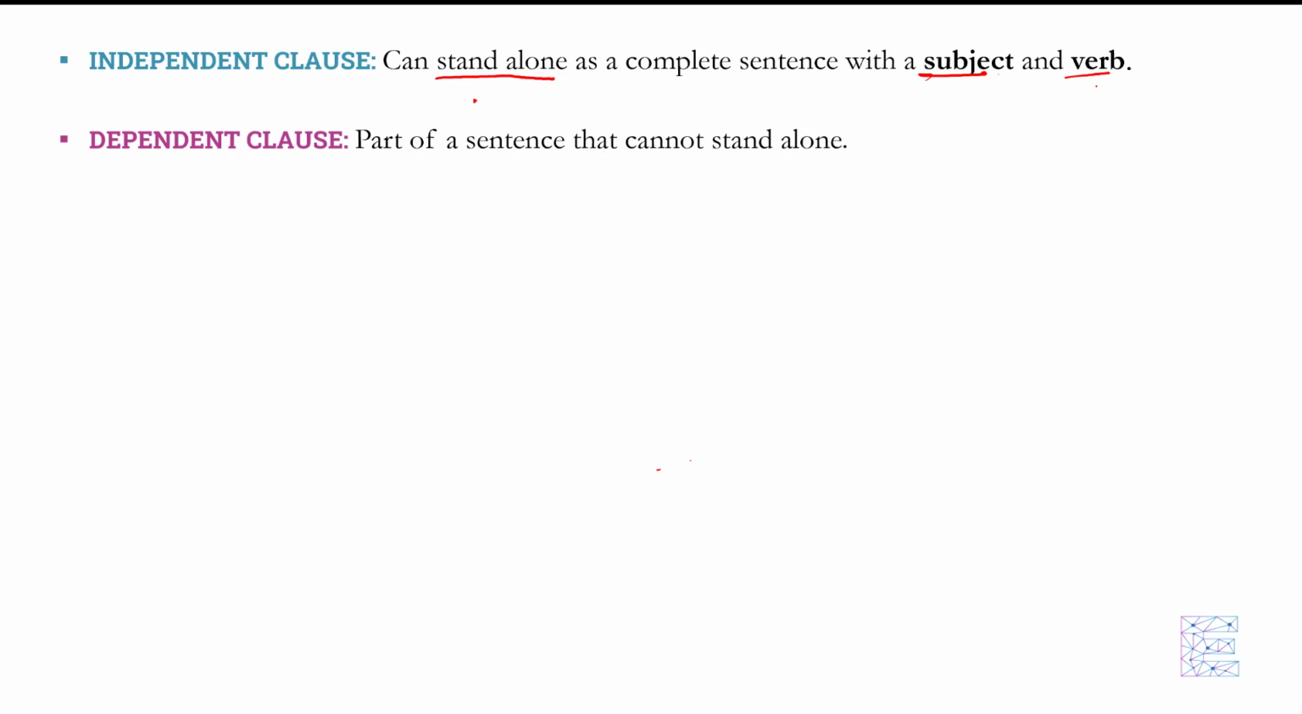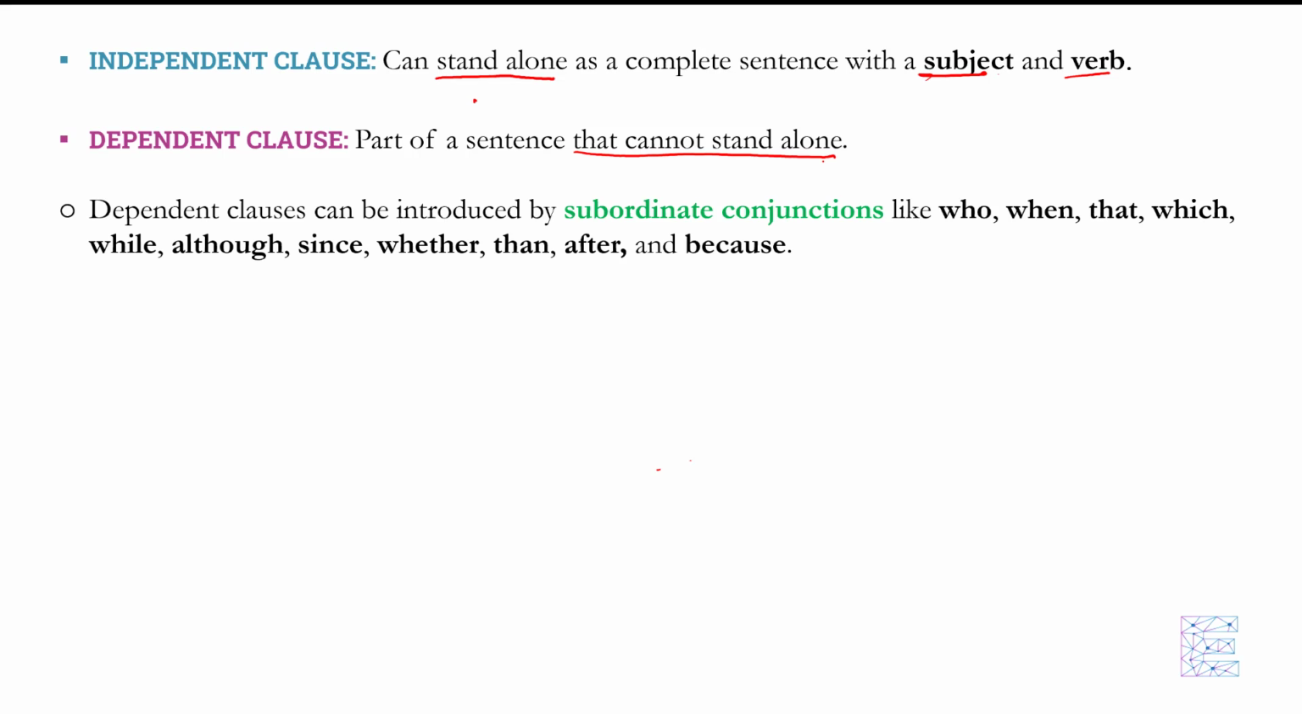So what is a dependent clause? Dependent clauses, on the other hand, are the parts of a sentence that cannot stand on their own. And we can identify the dependent part of a sentence because it's preceded by what's known as subordinate conjunctions, which are words like who, when, that, which, and so on. Any of these words count as subordinate conjunctions.